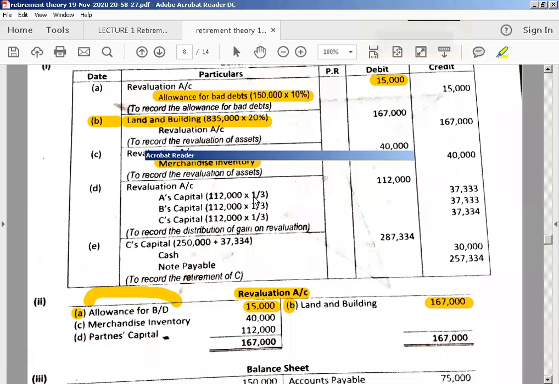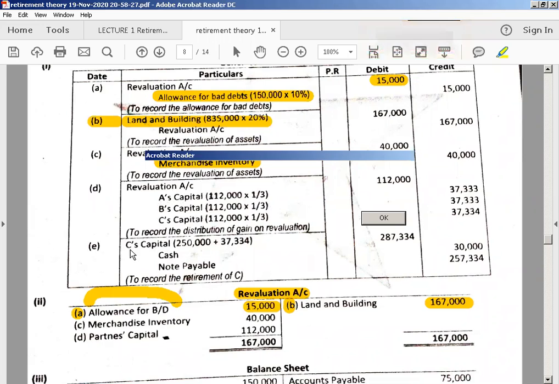They are equal partners, 1:1:1, and the sum of ratio is 3. So 112 multiplied by 1 and divided by 3, this will be your working note 3, and you have to show their distribution separately. Clear? Then after recording of the revaluation, what you have to do, you have to make the last entry which will be your journal entry for the retirement.